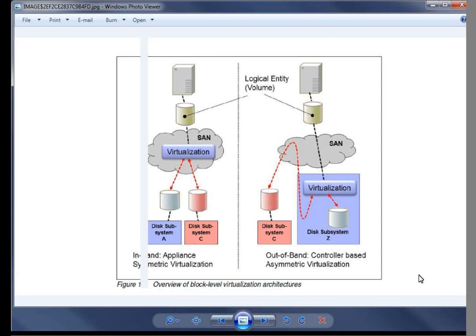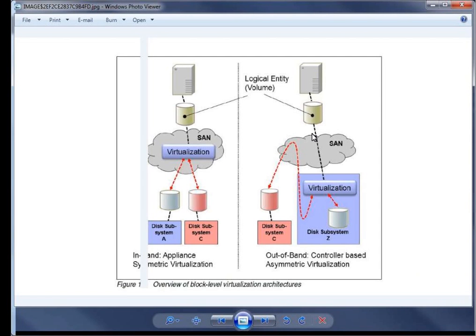So any I/O that is relayed by the host will come to the disk controller and will then be redirected. Please note this word. Any I/O that is being received by the controller subsystem in an out-of-band communication will just be redirected to the third-party disk subsystem. That means that the third-party disk subsystem is still receiving an I/O request from who? From the host.